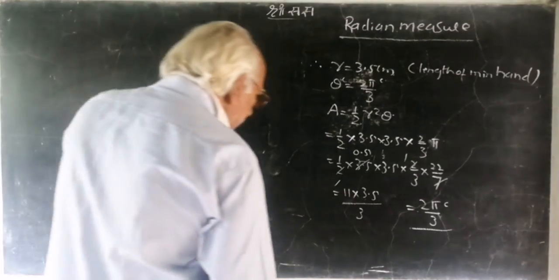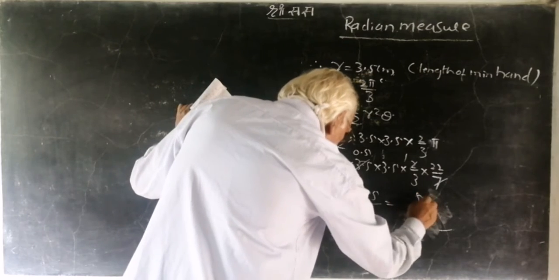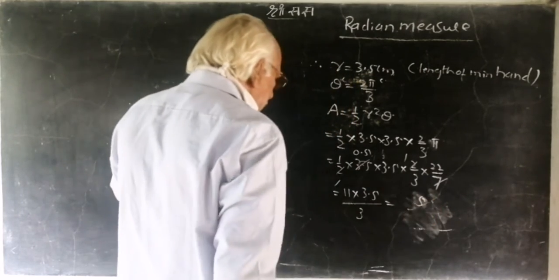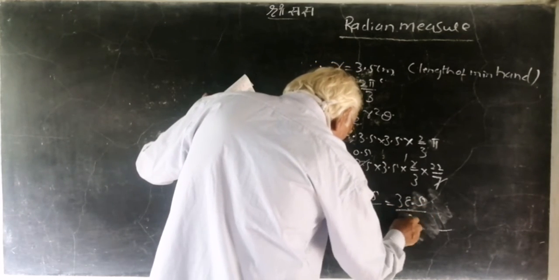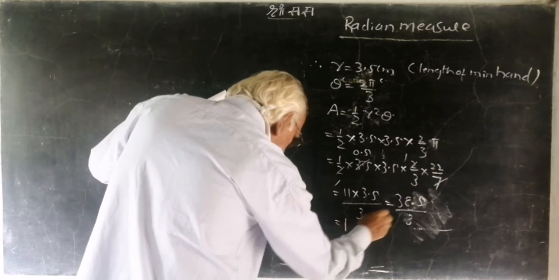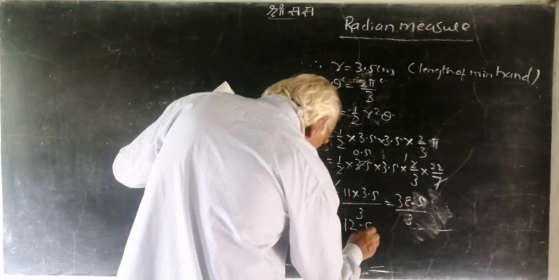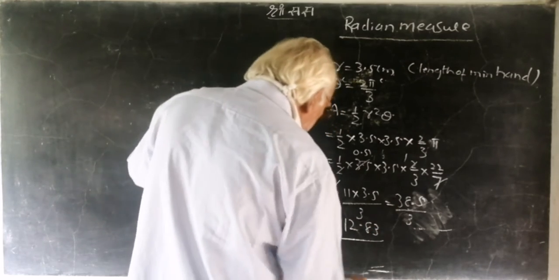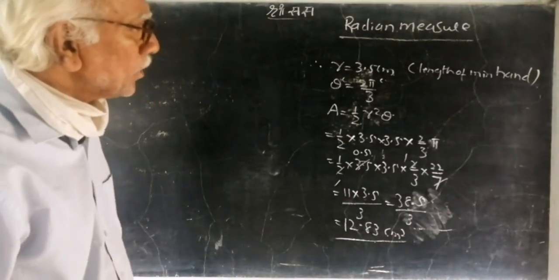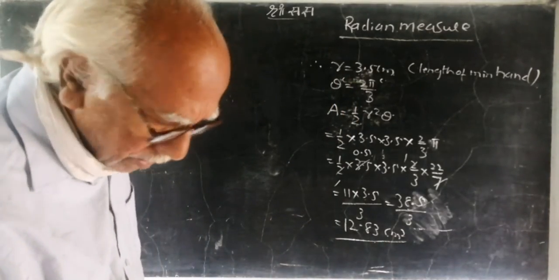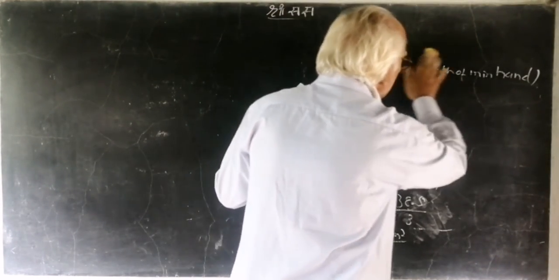Now you can multiply: 11 5s are 55, and 11 3s are 33, plus 5 is 38, divided by 3. So now 3 1s are 3, 3 2s are 6, and 3 8s are, so the answer is 38 by 3 cm square. This way you can deal with radian measure.